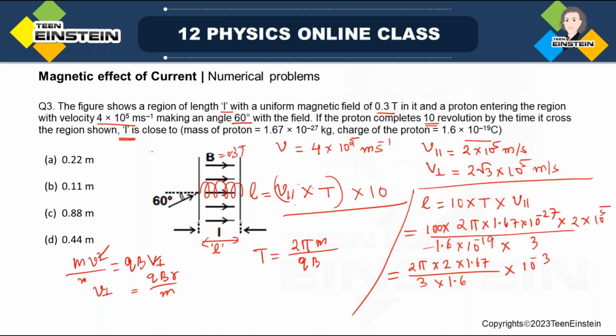And 100 was there, so it will actually be 10 to the power minus 1. Okay, 10 to the power minus 1. So what I'll write? I'll write divided by 10 itself. Okay, so this much is fine.